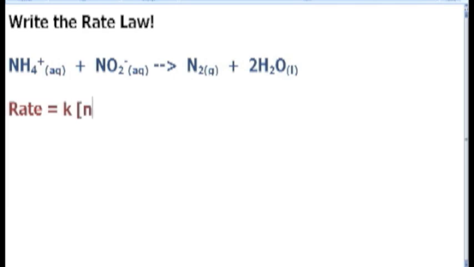We write a bracket and we write our first reactant, which is NH4+. And we're going to raise that to the order of the reactant. We don't know what that is, because again, that must be determined experimentally, so we're going to give it the variable n. Then we have another reactant in this case, so NO2−, which we'll raise to the m. And there you go. You have your general form of the rate law, focusing on the reactants and taking into account the concentrations of each of those, as well as the order of the reaction, which we'll get to next.